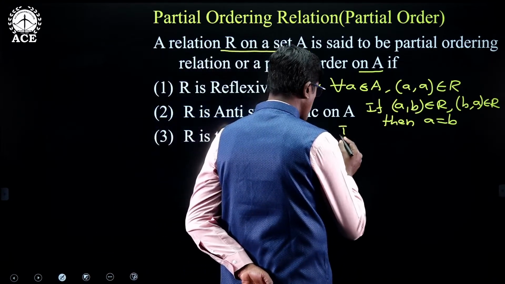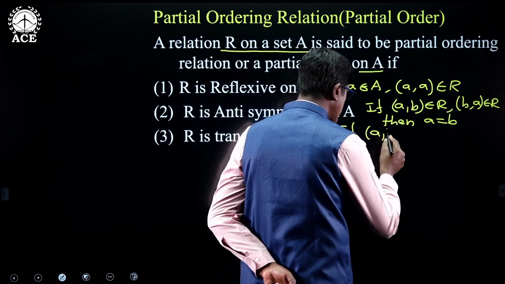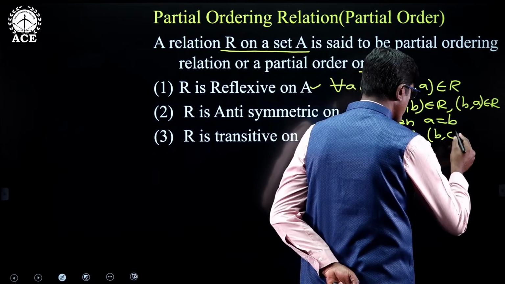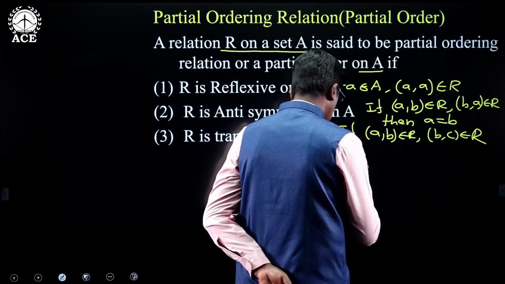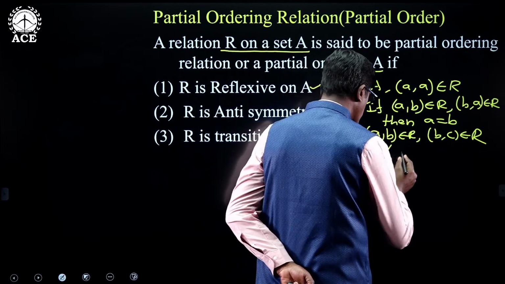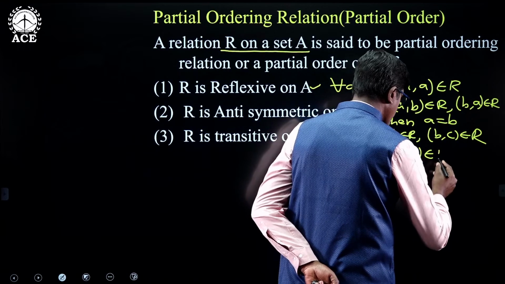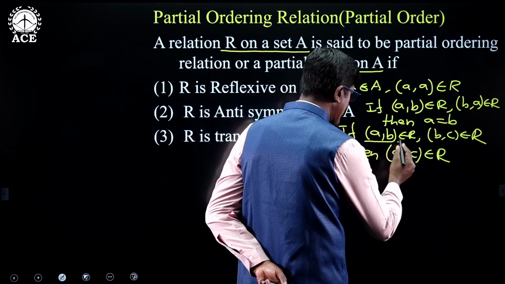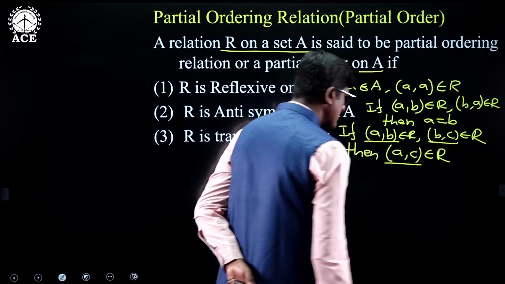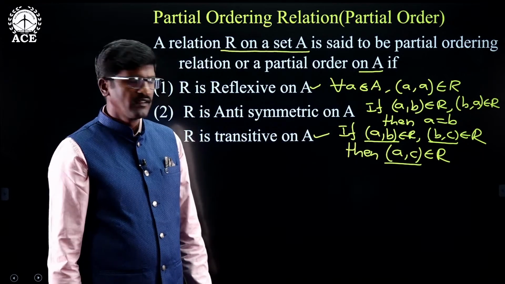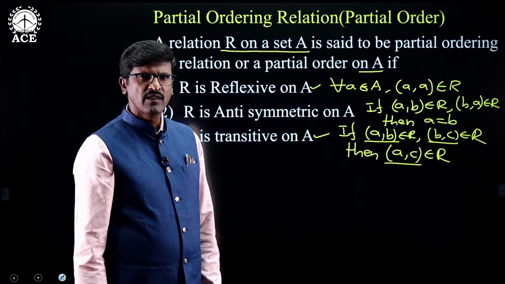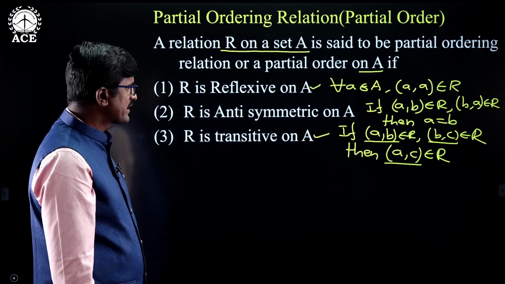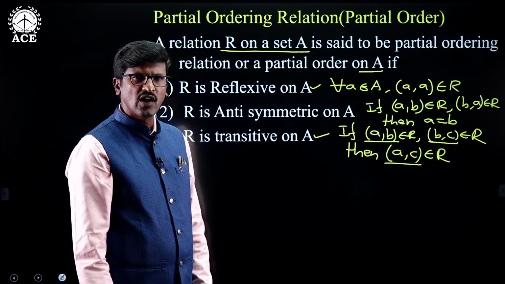The transitive property says if there is a mapping from a to b, comma, b to c, then there must be a relation from a to c. This is called transitive property. So if there are ordered pairs (a, b) and (b, c), then there must be the ordered pair (a, c) in R. Then we say that relation is a transitive relation. If the relation satisfies these three properties, then it is called a partial ordering relation.